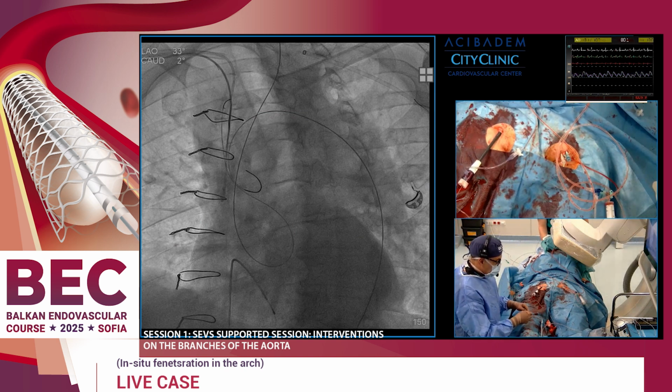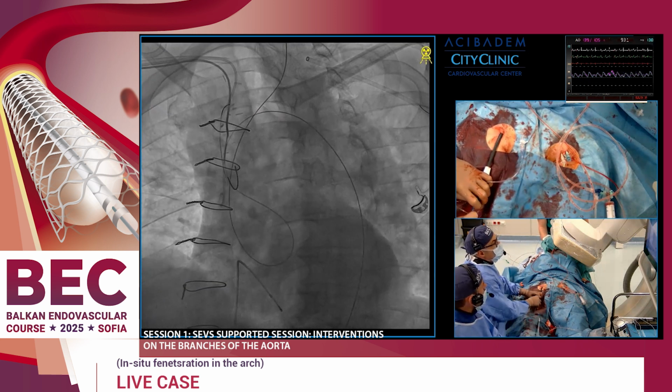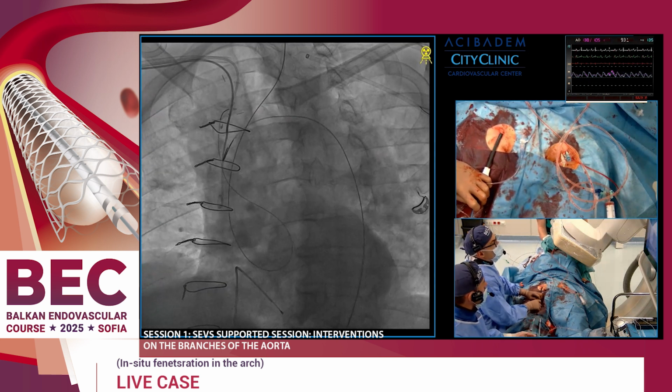Okay. I'm going to use a multipurpose catheter for repositioning of the Lunderquist wire.